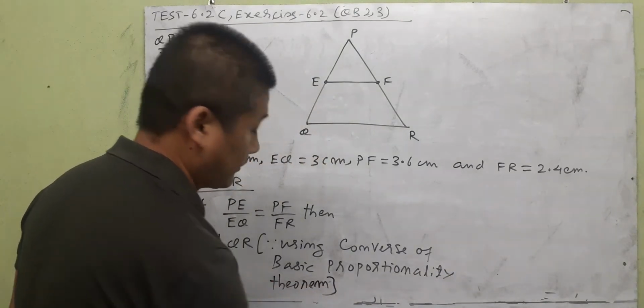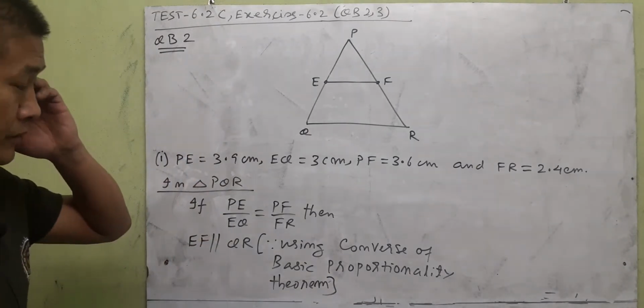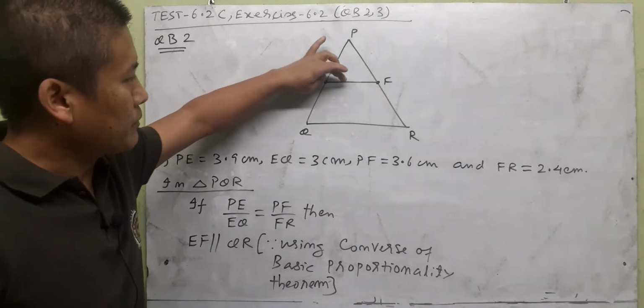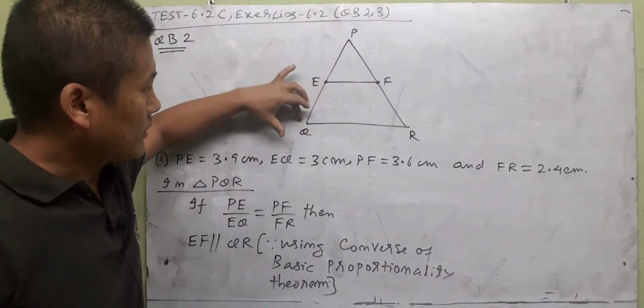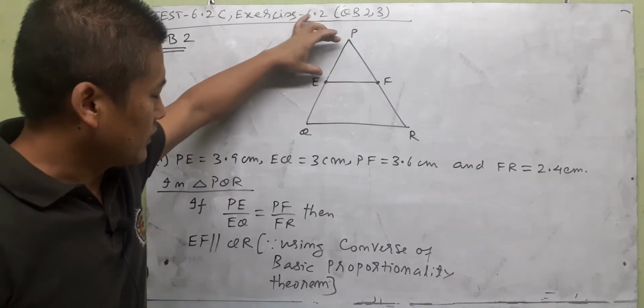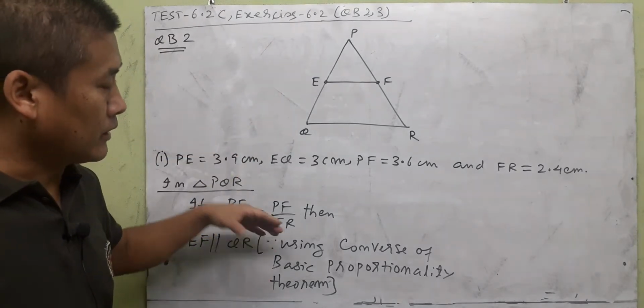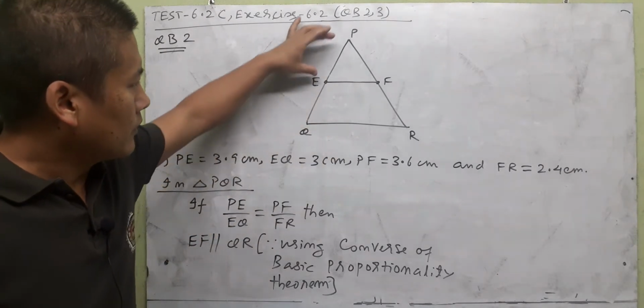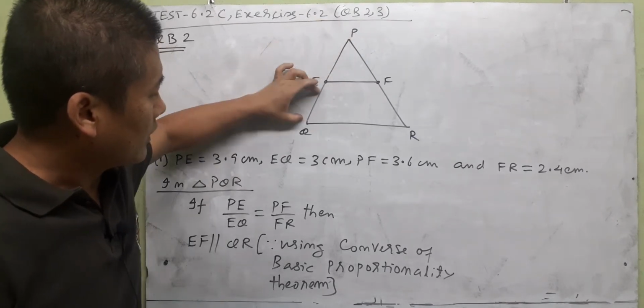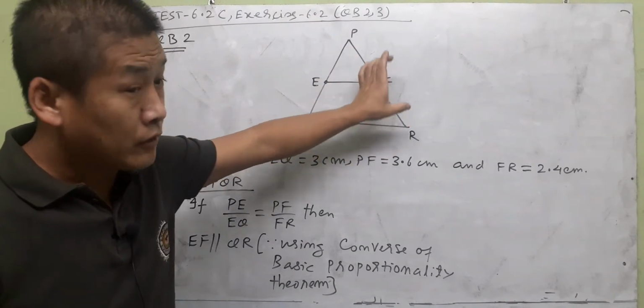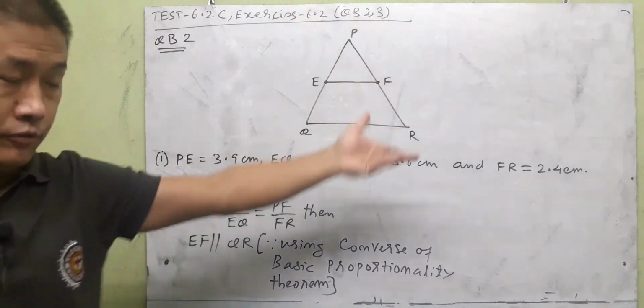So basic proportionality theorem says that if a line is parallel to one side of the triangle, then that line will cut the 2 sides it is touching in the same ratio. But the converse is, if a line divides 2 sides and the ratios PE by EQ and PF by FR are equal, then the line will be parallel. So we're using the converse.